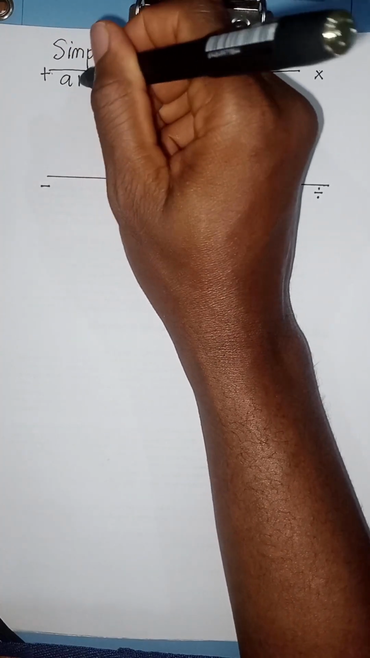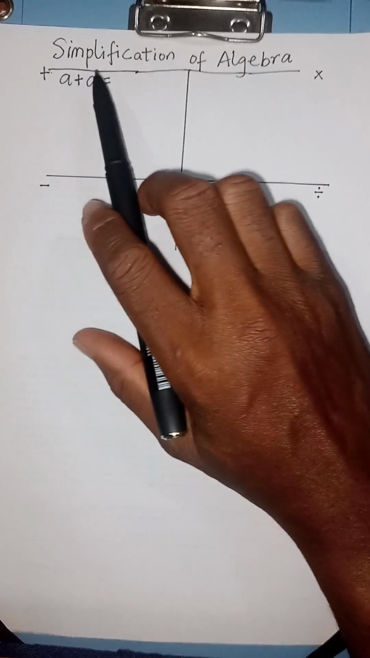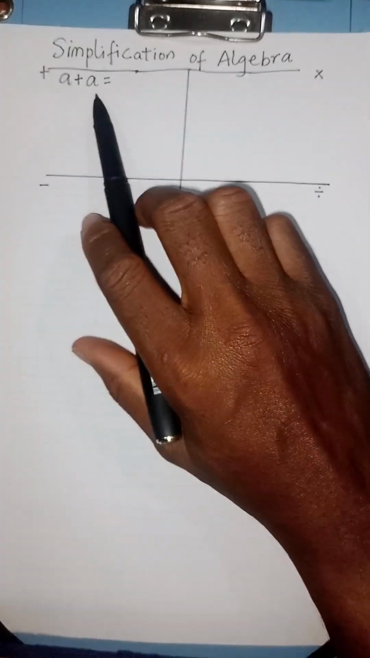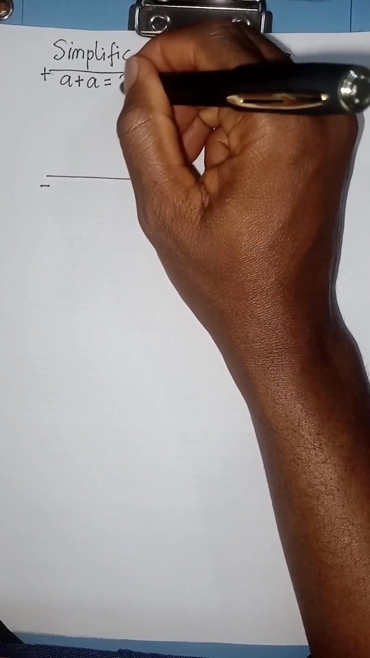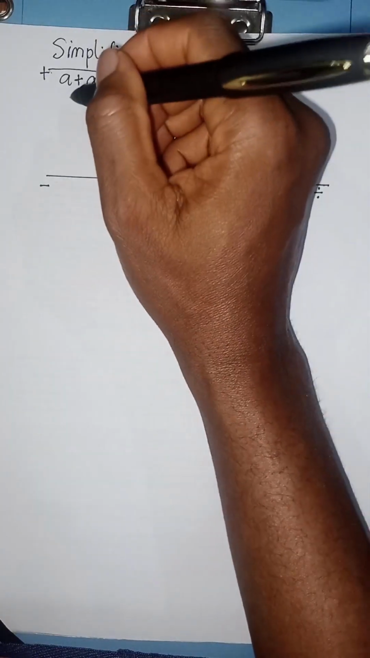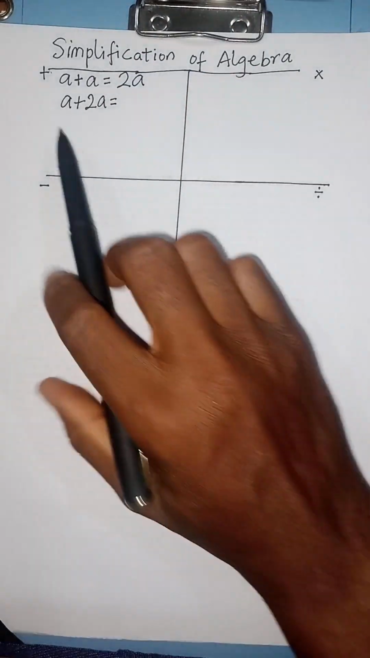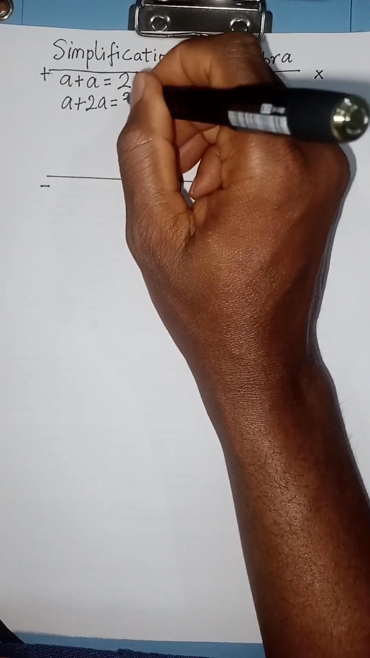If I have a plus a, what will be the result? Here, the coefficient of a is 1, and the coefficient of a here is 1. And they are like terms. They're the same. So 1 plus 1 is 2, and then you write one of the a. The same principle applies to a plus 2a. The coefficient here is 1, so 1 plus 2 is 3a.